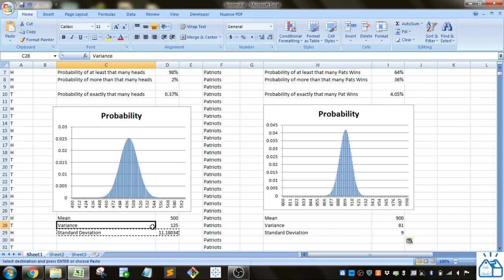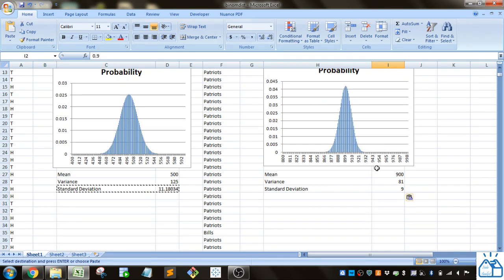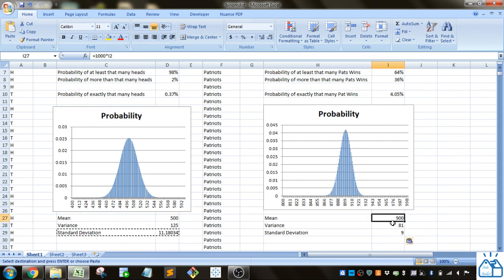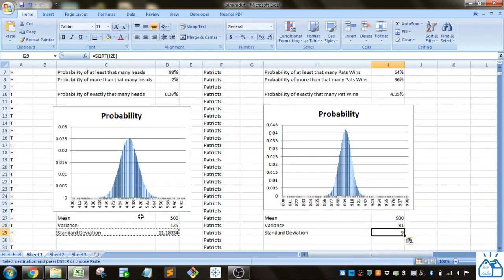All right, and then you'll see if you have a probability of 0.9 that your mean is going to be at 900 and your variance and your standard deviation are going to be lower. You can see that the top of the peak is higher and the variance is not as wide as it is when you have a 0.5 probability.